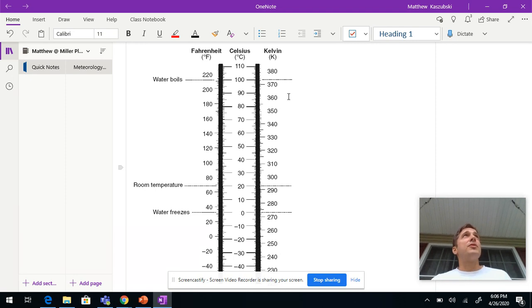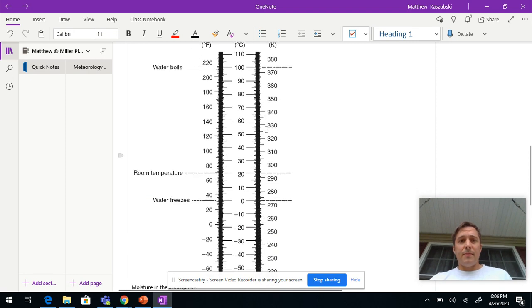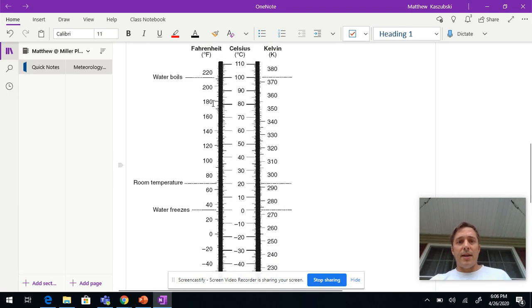And you can use this chart right here, and it will show you Fahrenheit, Celsius, Kelvin, how they tie into each other. And all you got to do is to transfer. You don't need to memorize any formula. It's just to look here.